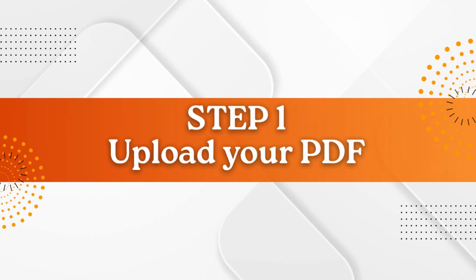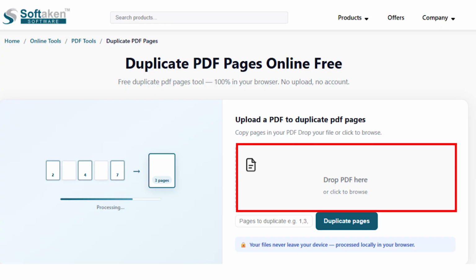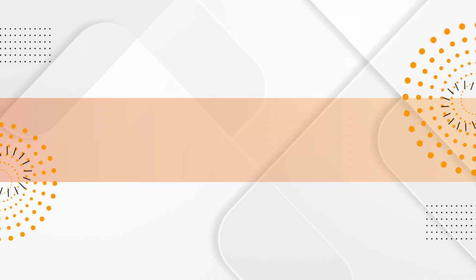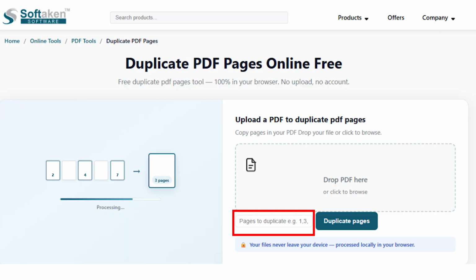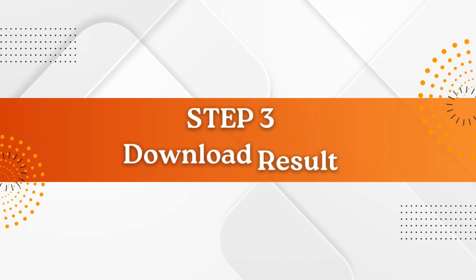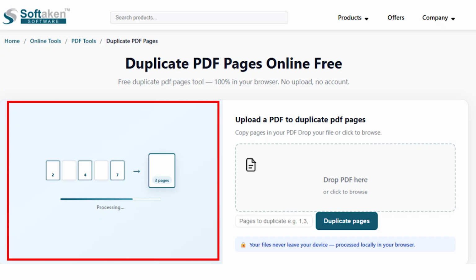How to use. Step 1. Upload your PDF. Drag and drop your PDF or click Browse to upload it. Step 2. Configure options. Set margins, ranges, or other settings shown in the Workspace panel. Step 3. Download result. Click Process, then download your updated PDF with duplicated pages instantly.